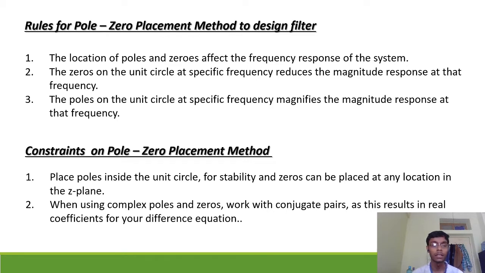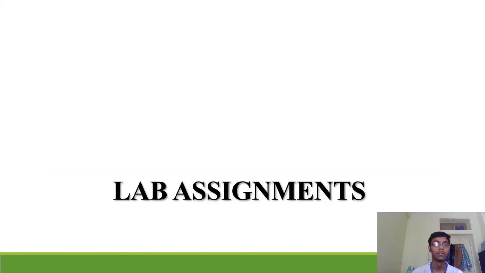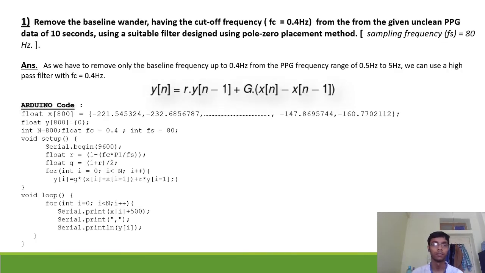What are the constraints? We have to place the poles inside the unit circle, otherwise the stability will be lost, since outside the unit circle the system won't be stable, and zeros can be placed at any location in the z plane. When using complex poles and zeros, we work with conjugate pairs because we have to get real coefficients in the difference equation. So let's look at the lab assignment.